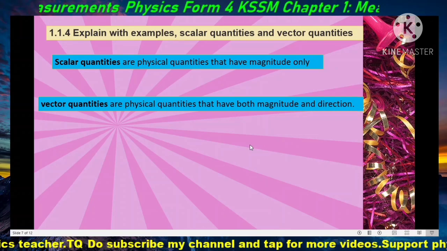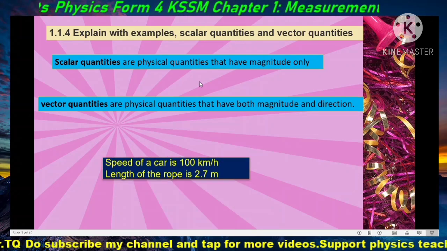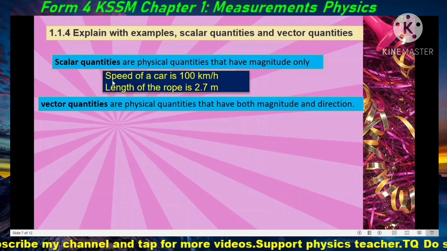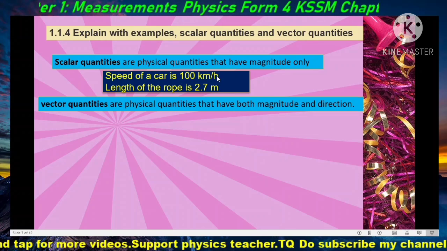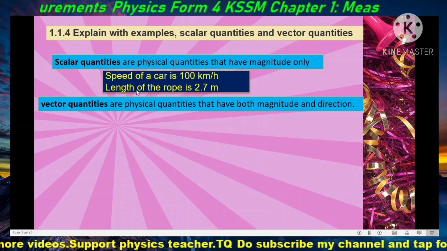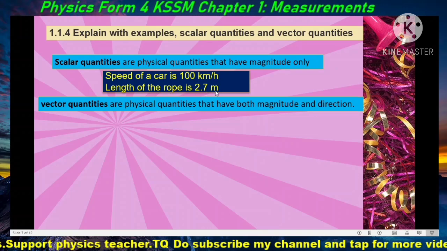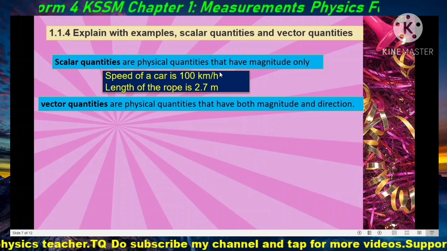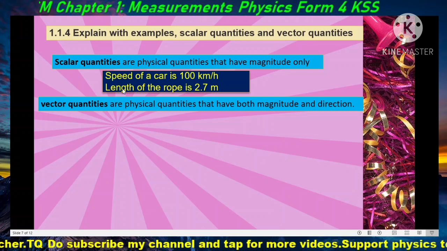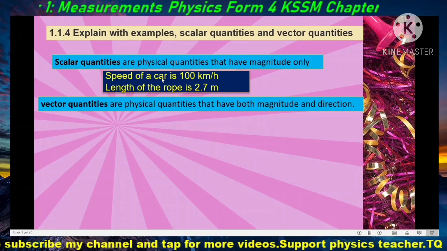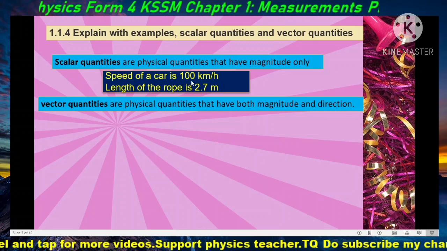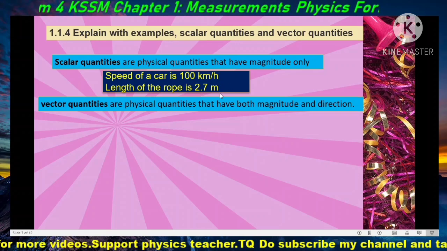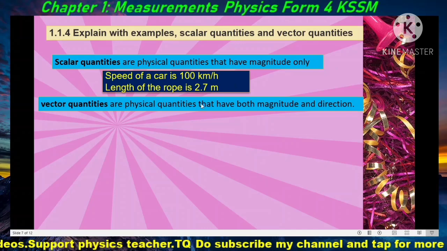Look at the examples. For scalar quantities: the speed of a car is 100 km per hour. The length of the rope is 2.7 meter. So speed and length are in the group of scalar quantities. You can see how we write just the magnitude, no direction.